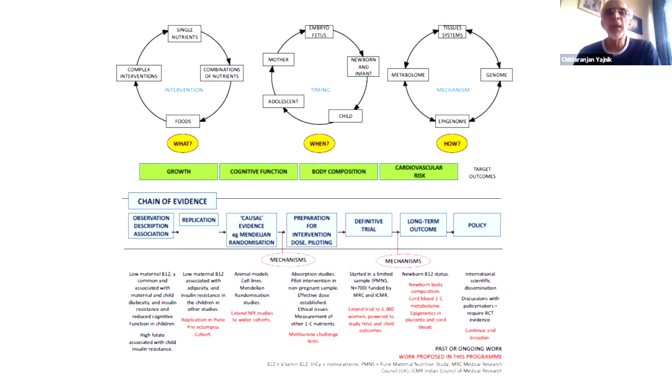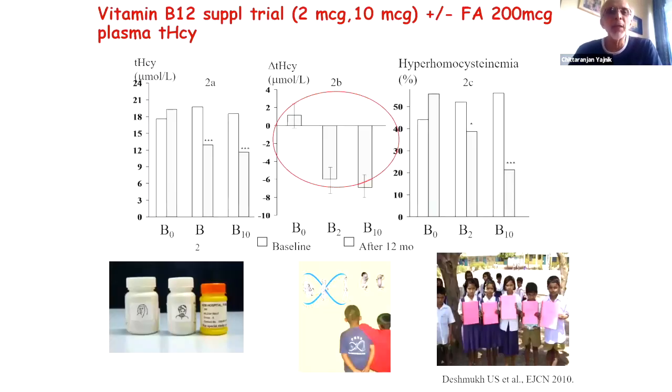So first we did a pilot study to give only a very small dose of B12, 2 micrograms, which is the recommended dietary allowance, to see whether we can reduce homocysteine substantially, and we were very successful in that. So we knew in deficient populations this small dose works, and we wanted to make our trial public health relevant, so we can't give large doses.